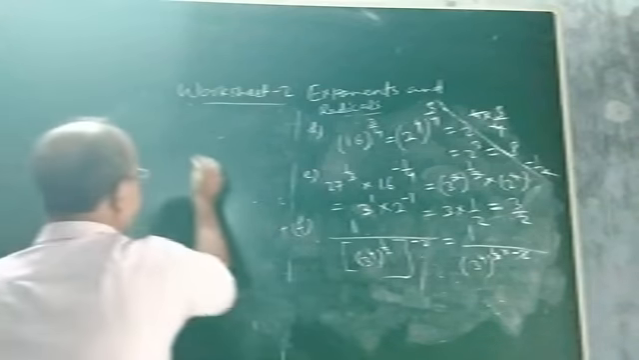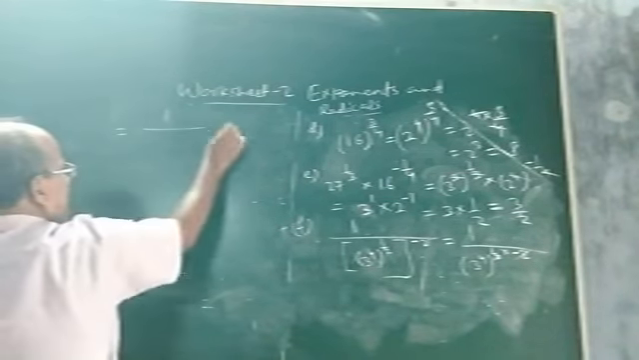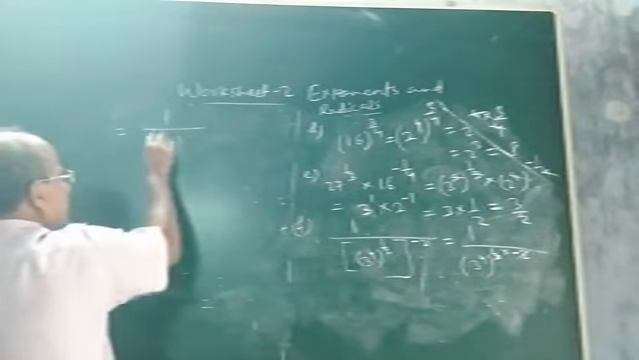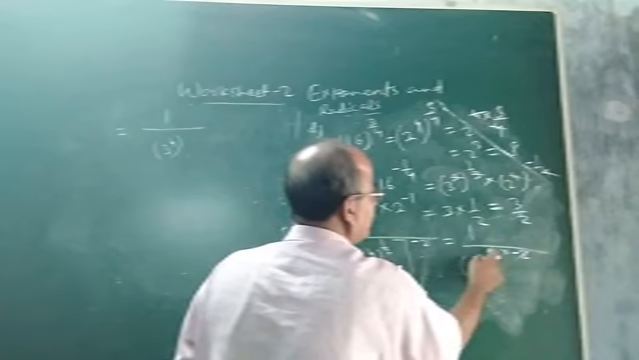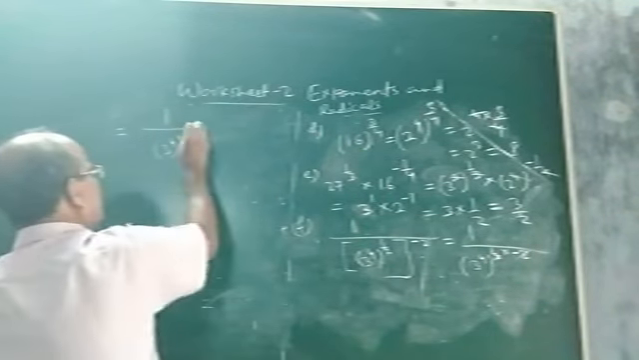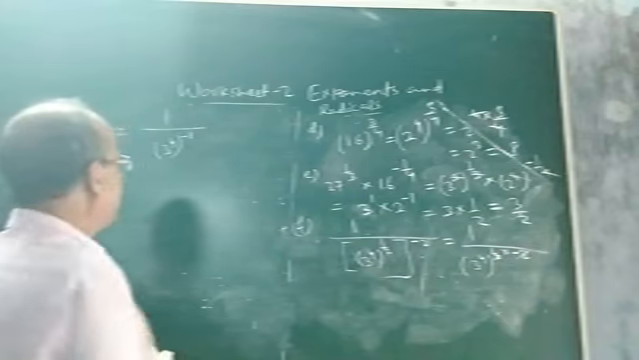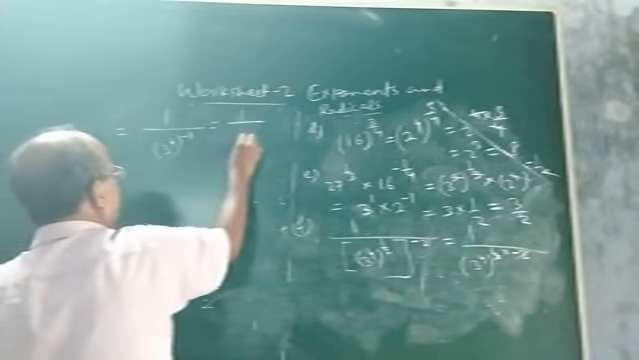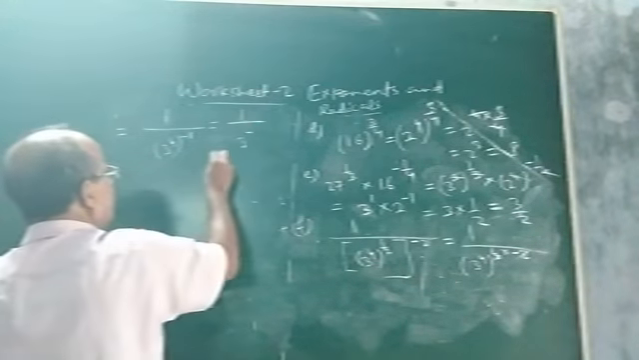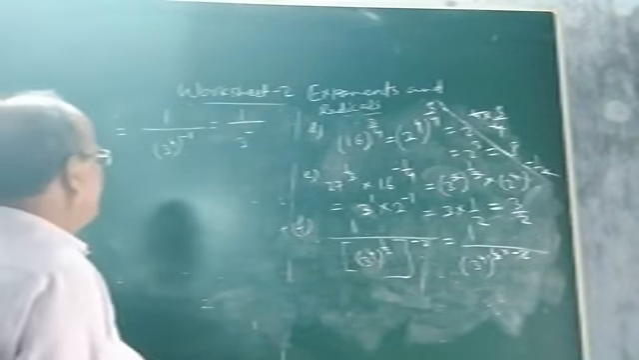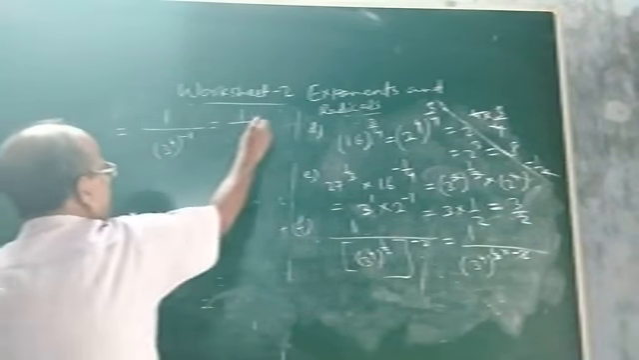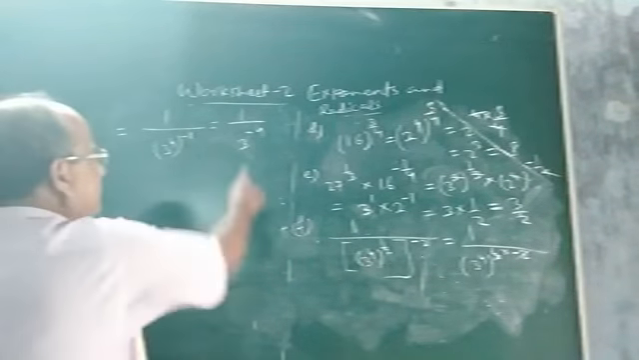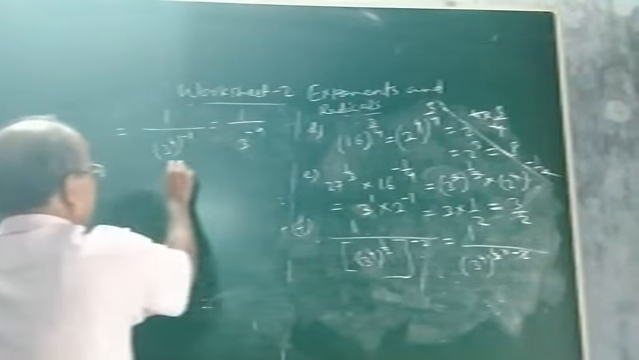So what will be my next step? 1 by 3 to the power 4, and here minus 2 cancels, 1 into minus 1 is minus 1. And it will be 1 by, now you omit this bracket, 4 will be multiplied, 3 to the power minus 1/3 to the power minus 4. This 4 will be multiplied by minus 1, it will become minus 4.